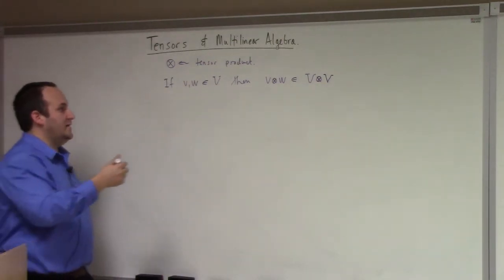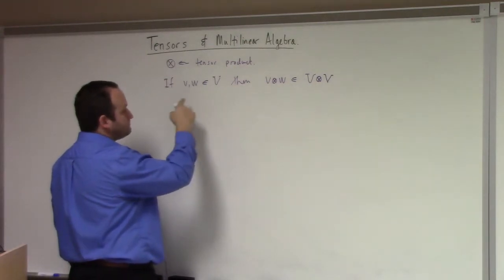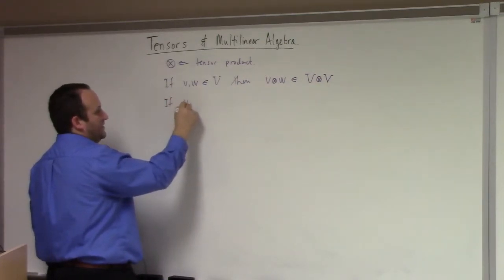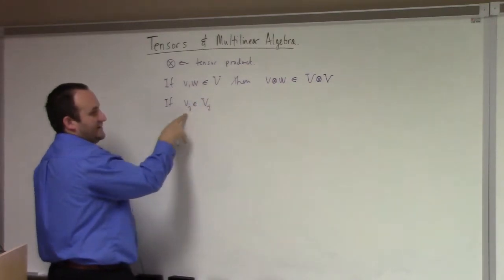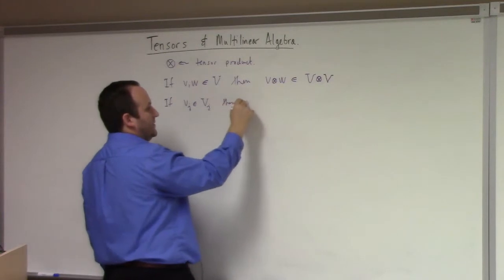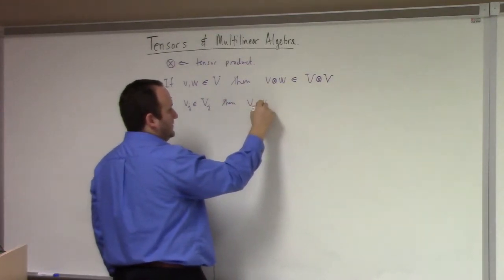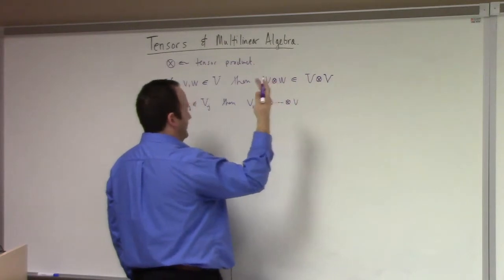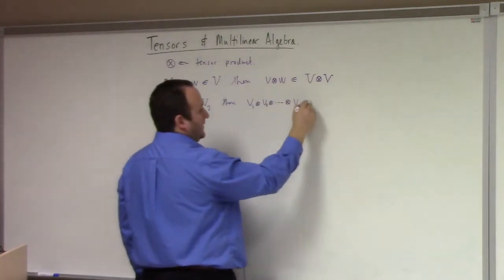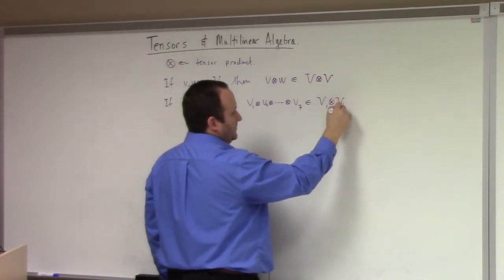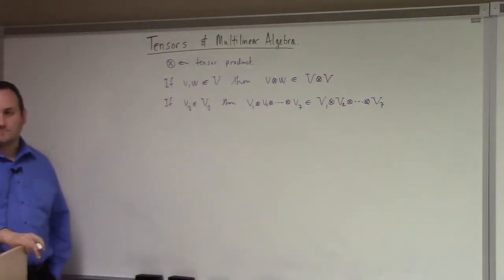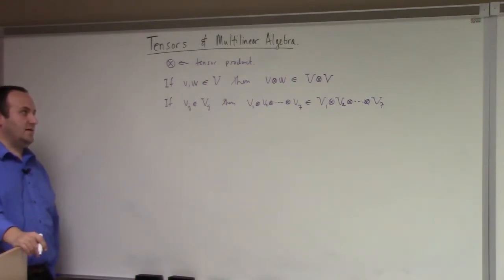Now, they don't have to be from the same space. I'm selling myself short here. If v sub j was an element of, let's say, V sub j, where this is a vector space, then you could also talk about, say, v1 tensor v2 tensor, up to v7. That would be an element of V1 tensor V2 tensor, up to V7. It's kind of like a Cartesian product in some sense. You can string things together.